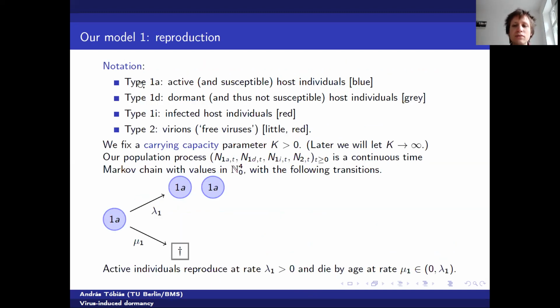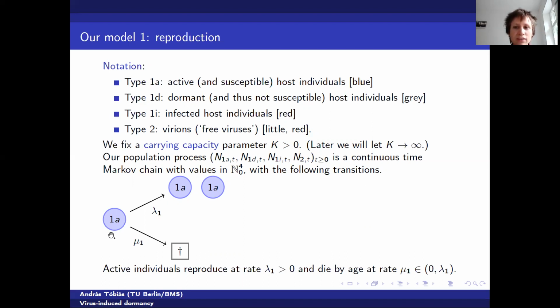Let's define the model. We have four types of individuals. Type 1A are the active host cells, type 1D are the dormant host cells, type 1I are the infected ones, and type 2 are the virions, so the free viruses. Now, we fix a carrying capacity parameter k greater than 0, which we will later let tend to infinity. And our population process is a continuous time Markov chain with 4 coordinates, one for each type, and it has values in N_0^4, and it has the following transitions.